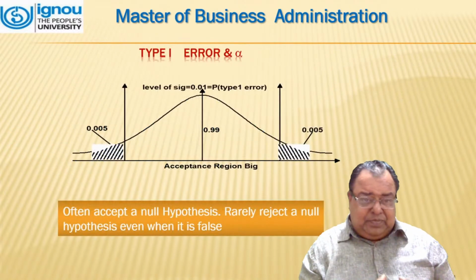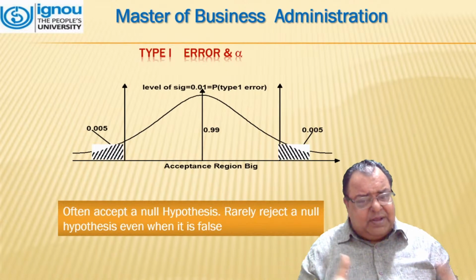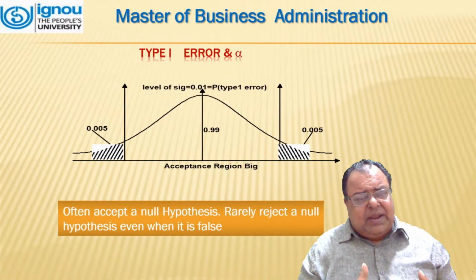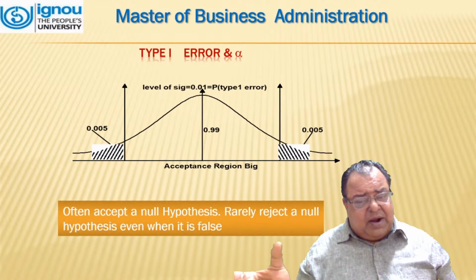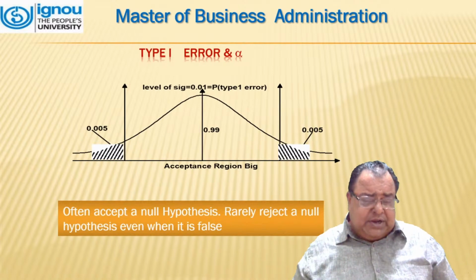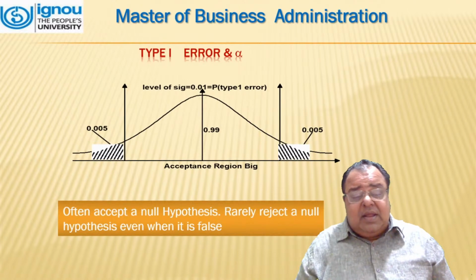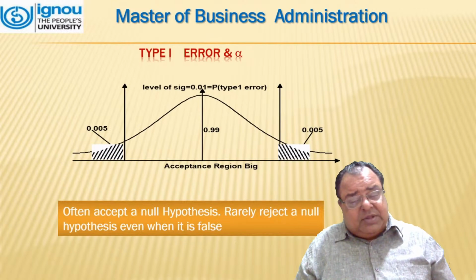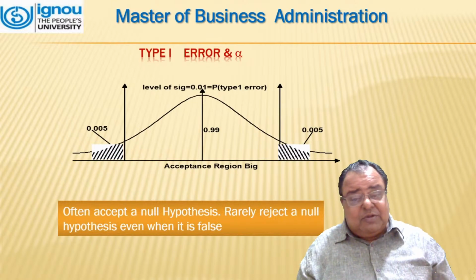Now, here we see what happens. Acceptance region, as you can see, is too big. We can say that it is at the level of 0.01, and we are studying about type 1 error. And the right side part, the part which is not considered or the part which is shown shaded, is the 0.05 on the other side. Often we accept a null hypothesis, rarely reject a null hypothesis even when it is false. This condition arises.